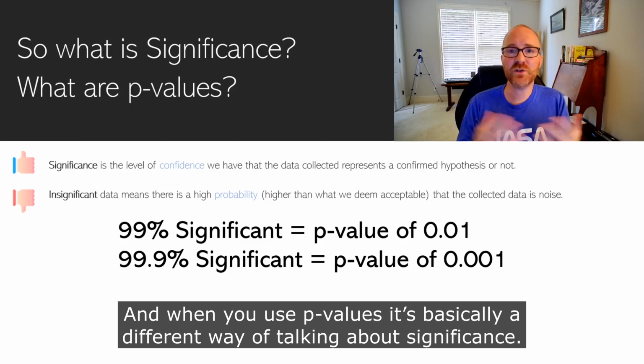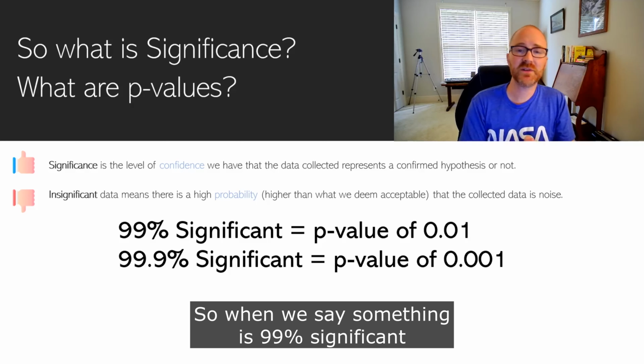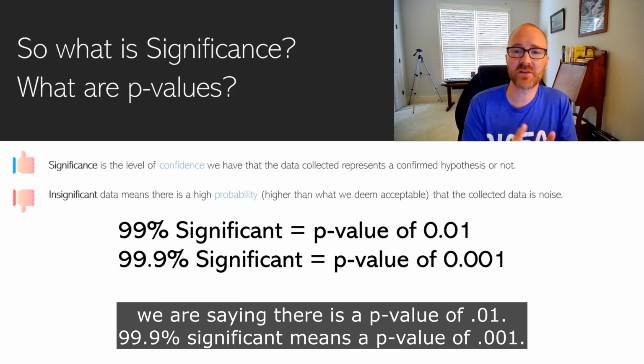And p-values are basically a different way of talking about significance. When we say something is 99% significant, we're saying that there's a p-value of 0.01. 99.9% significant means a p-value of 0.001.